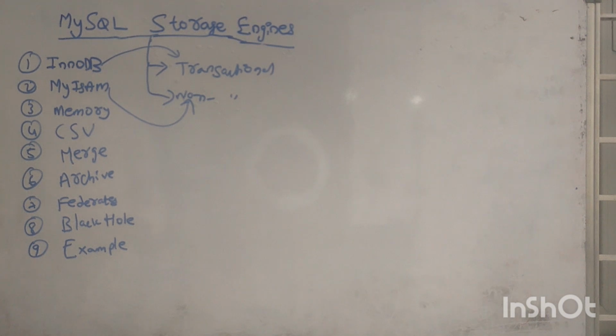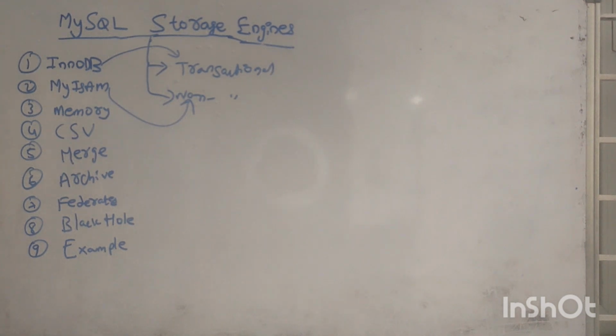Transactions are mostly used for banking applications or any finance applications where you need consistency and integrity of the data. We use transactional storage engines there. So let's go one after the other in detail about the storage engines. First, let's discuss the InnoDB storage engine.